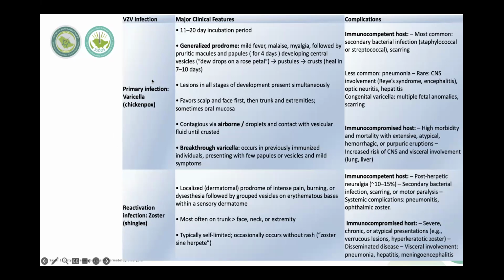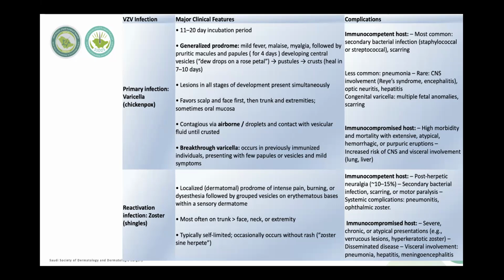Primary infection is varicella, which is the chicken pox. The infection usually is airborne and droplets. Airborne, so it will stay in the air, and sometimes you need the N95 for that because it's highly contagious. It starts with fever, malaise, prodrome feature, and then they start to develop pruritic macules and papules that develop into stages: vesicles, pustules, crustation, and then healing.